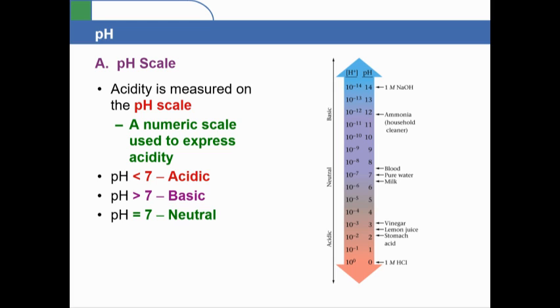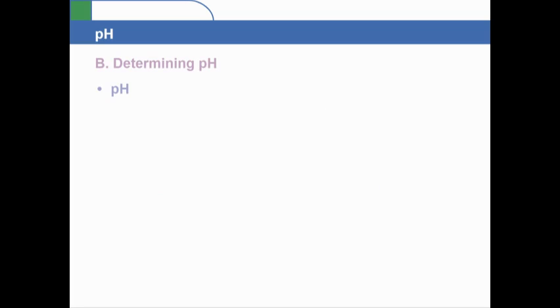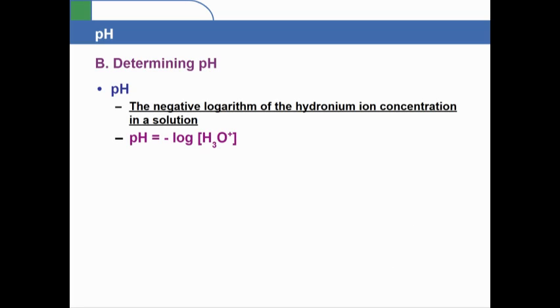Now, what pH is itself, though, I mean, this is just basic stuff here. pH itself is a bit more complicated. You see, it is the negative logarithm of the hydronium ion concentration in solution. And the basic formula is here: pH is equal to the negative log of the hydronium ion concentration.